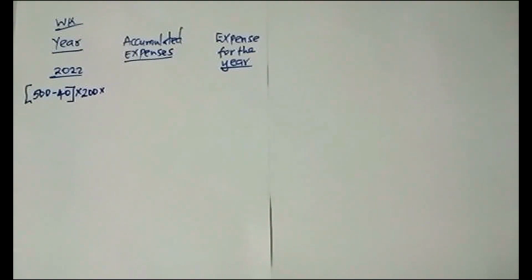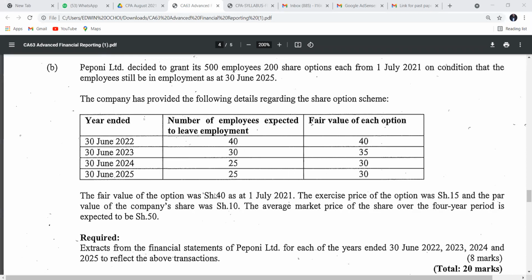Under this equity settled share-based payment transaction, the fair value which will prevail throughout the vesting period is the fair value which was there as at the grant date. And we know that the grant date here is 1st July 2021. On 1st July 2021, the relevant fair value of the option was 40. By the basic rule of accounting for equity settled share-based payment transactions, that is the price which we will be using for 2022, 2023, 2024, and 2025, irrespective of the changes of these prices. Which means that the prices given here, the 40, 35, 30, and 30, are irrelevant.